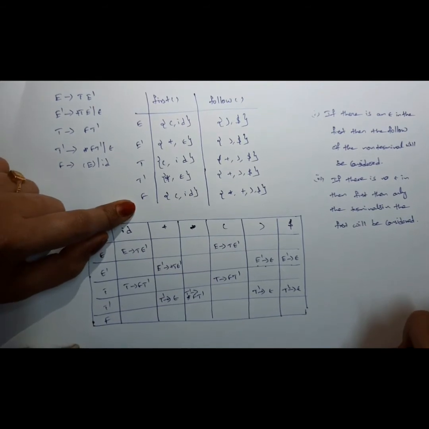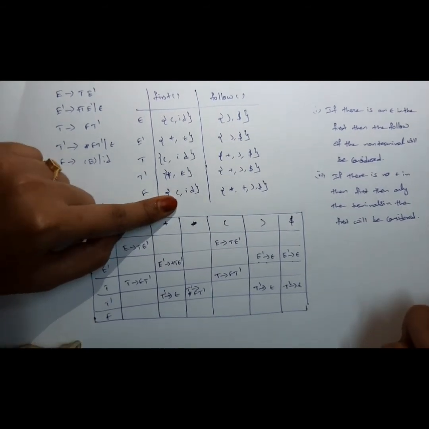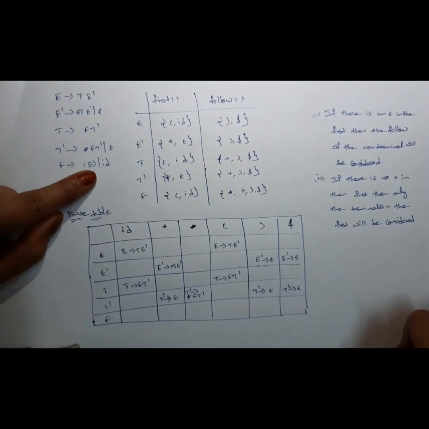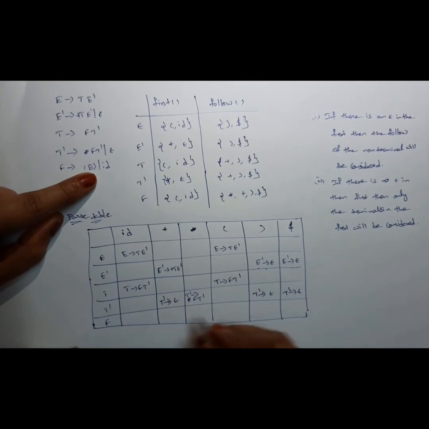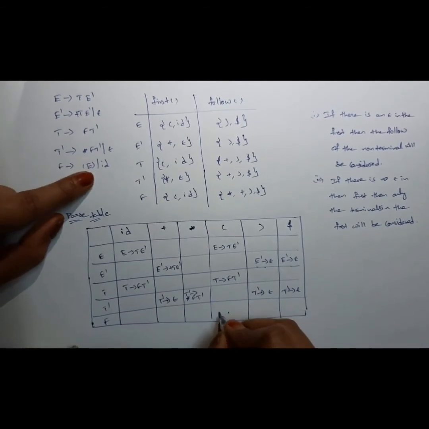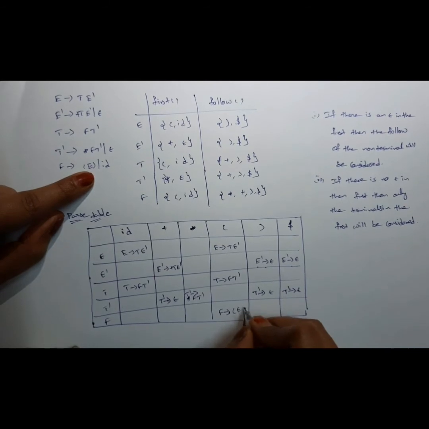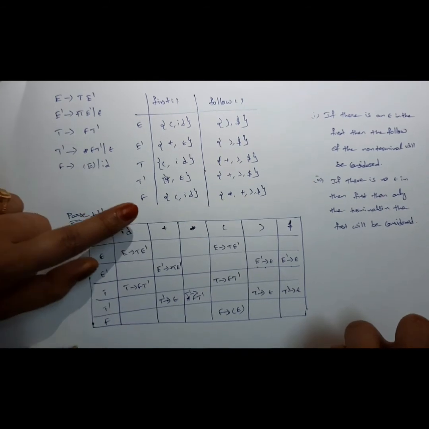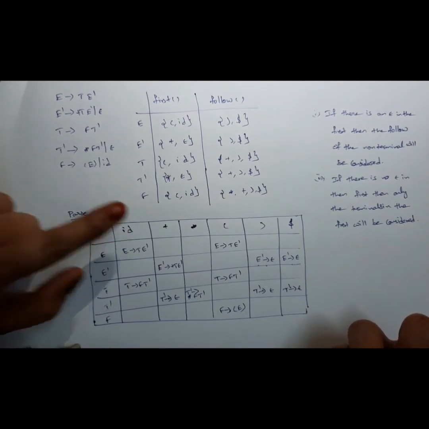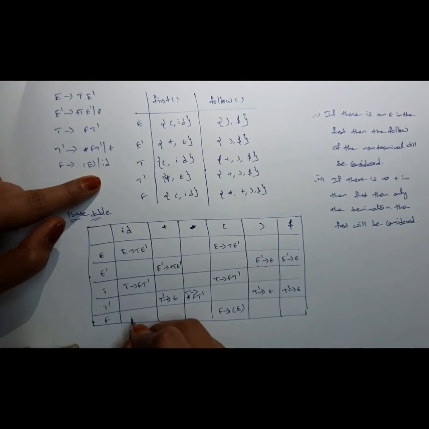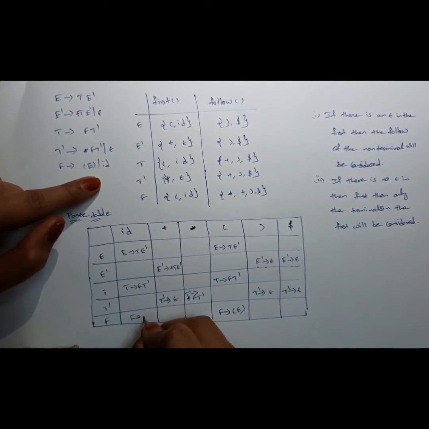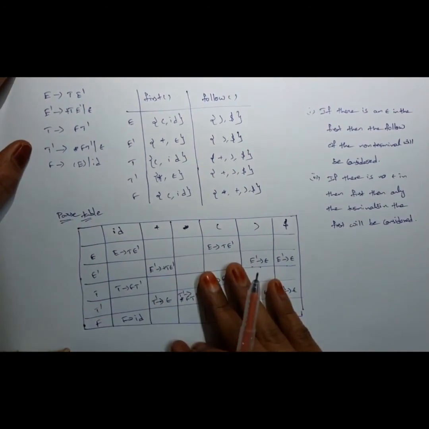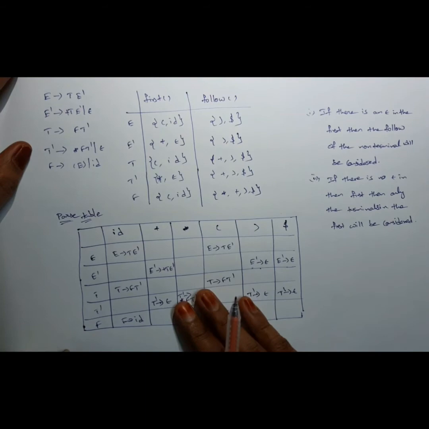In the F also we are having open brace and ID, so I am placing the F productions here. F derives open brace E and closed brace, as it is representing the open brace. And the second terminal is ID. F derives ID. This is how the parse table will be constructed in the non-recursive descent parsing or predictive parsing.